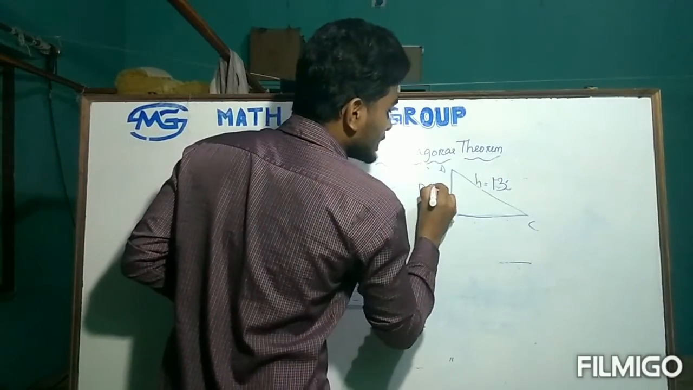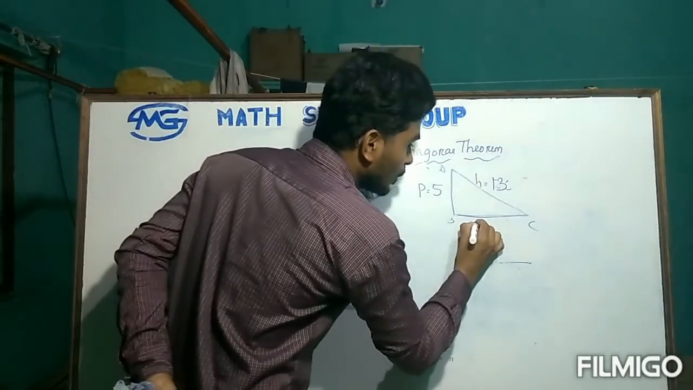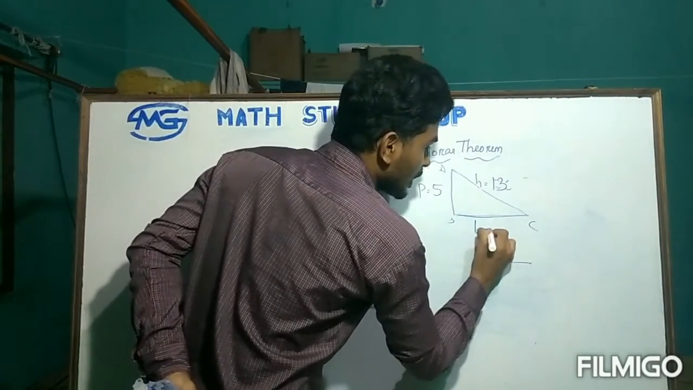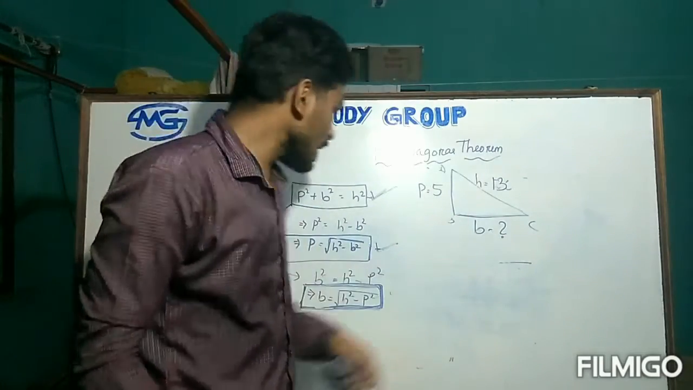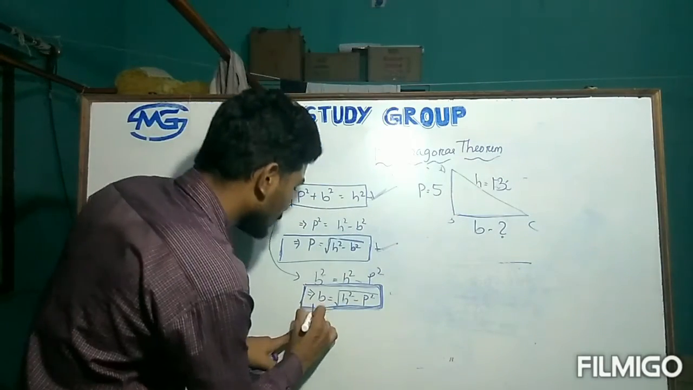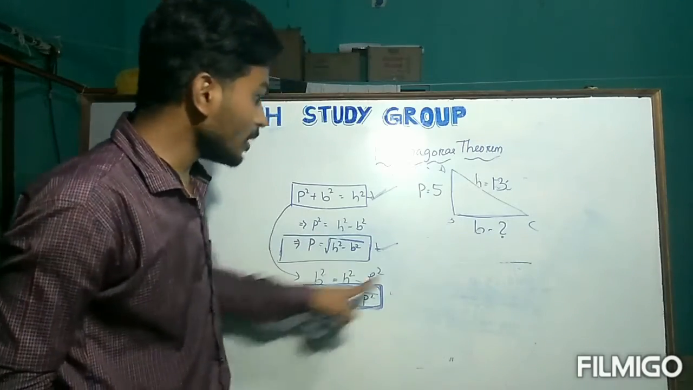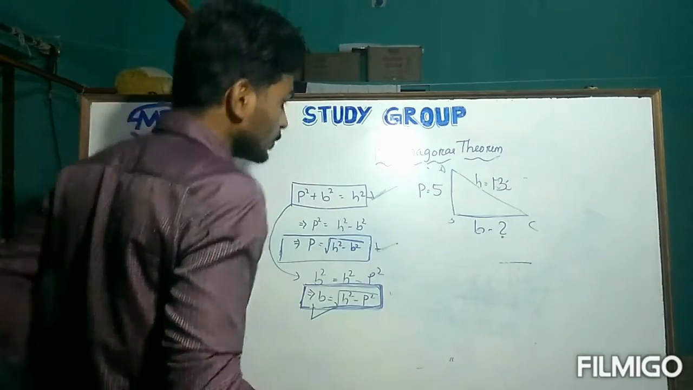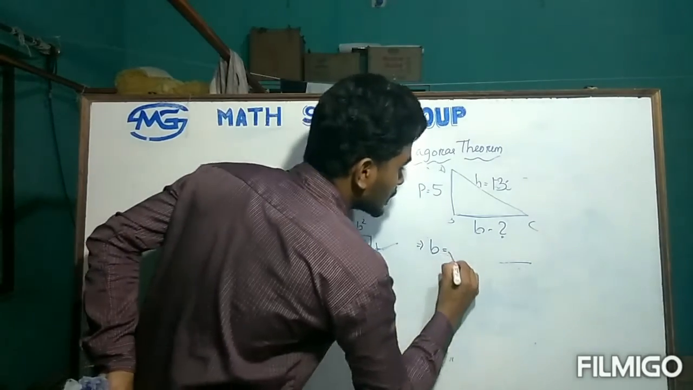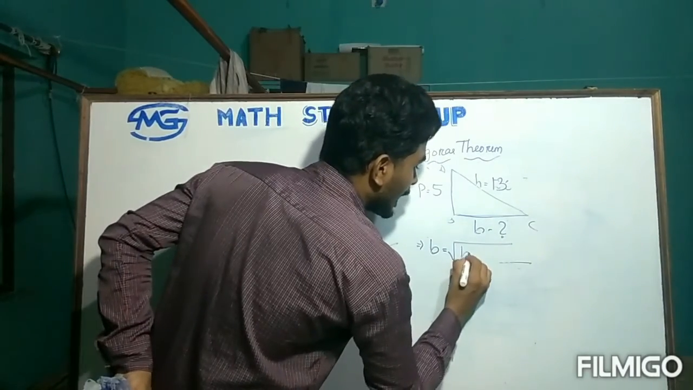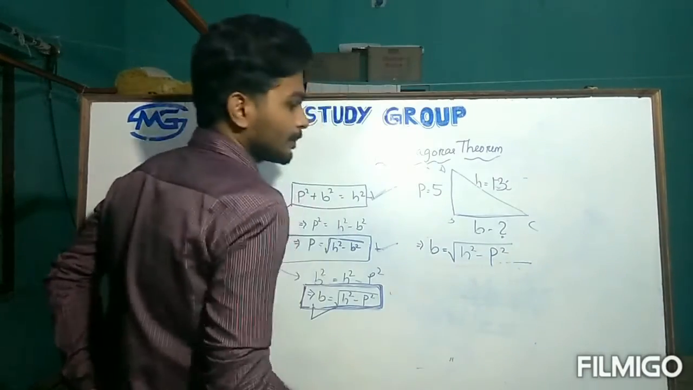Then the question is asking to find the value of the lower part, which is known as the base. What is the value of the base? Which formula can we use here, 1, 2 or 3? We can use formula 3 because here we can easily find the value of B. Put in the formula: B is equal to the square root of H square minus P square.